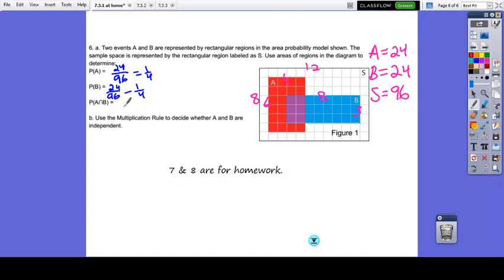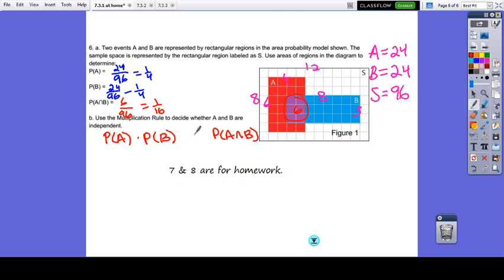So the probability of A intersect B, okay, where do they intersect? So you can see that right in here, and that's 6 units, is 6 out of 96, which is going to give you 1/16. Okay, so then use the multiplication rule. So A and B aren't anything that you can look at and say, okay, I know it's independent. We don't know that they're independent or dependent. We're going to use the multiplication rule to figure that out. So we're going to look at the probability of A times the probability of B, and whether it's equal to the probability of A intersect B or not.